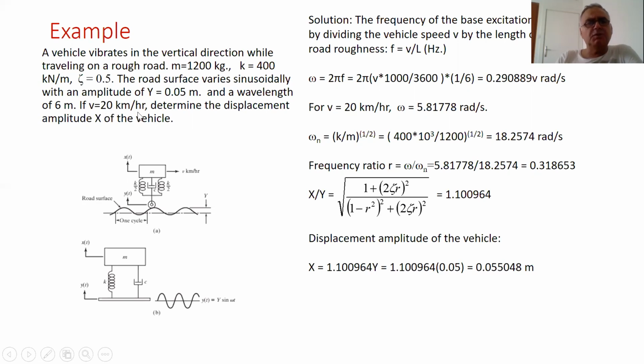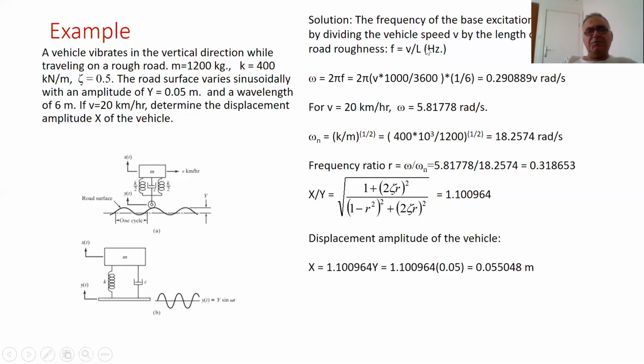If the car moves with a 20 kilometers per hour speed, we want to determine the displacement amplitude of this vehicle. So this is a typical base motion problem. The base motion of the car is transmitted to the wheel, and there is a shock absorbing system that transmits the motion to the main mass of the car. Let's try to analyze this.